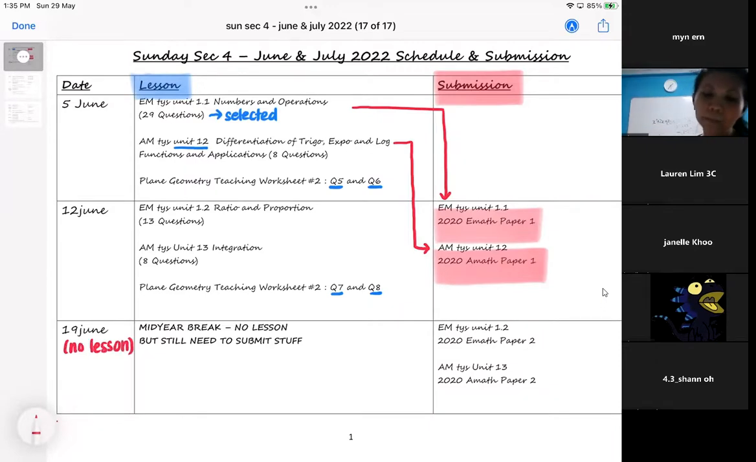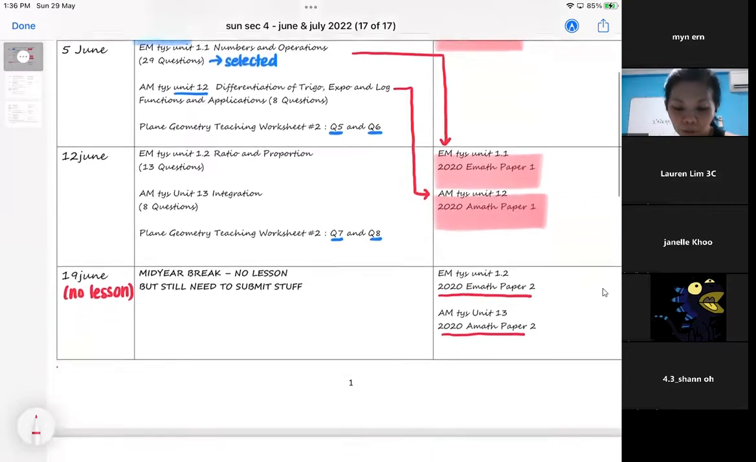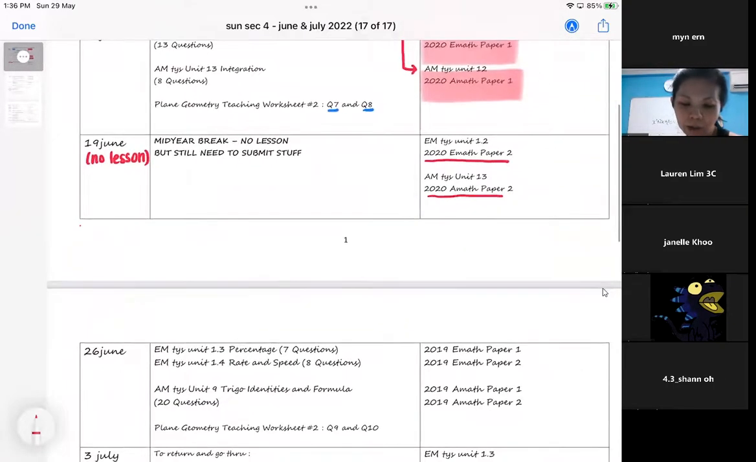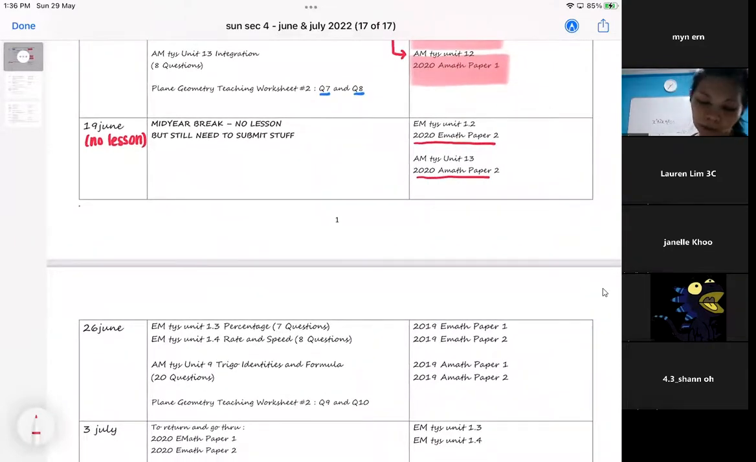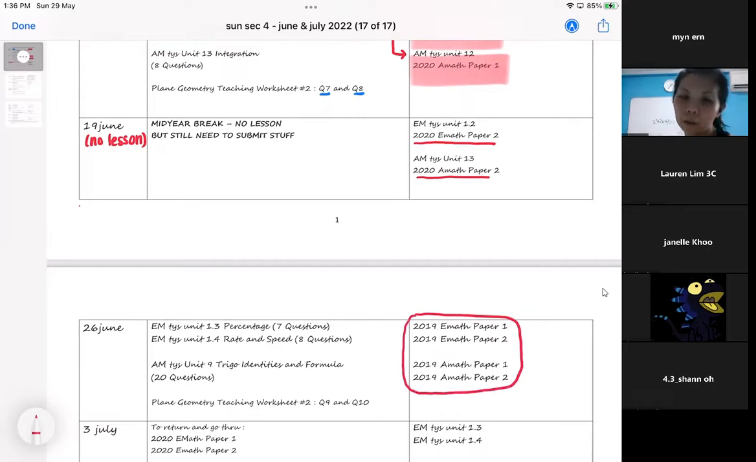So look at the submission. If you want to plan ahead, you can try to do the paper ahead. The topical part, we will do in class, then you submit. Don't just plan one week ahead; you need to look further, because there will be one Sunday where you need to submit. For the double math students, you actually need to submit 4 papers. So plan ahead. You've got the whole holiday to plan ahead.